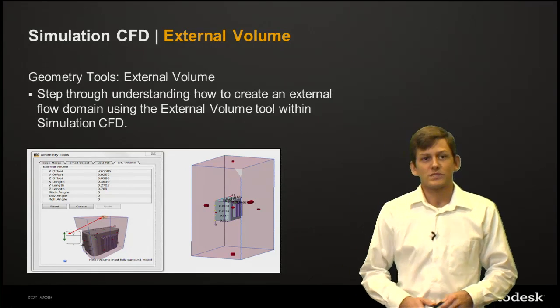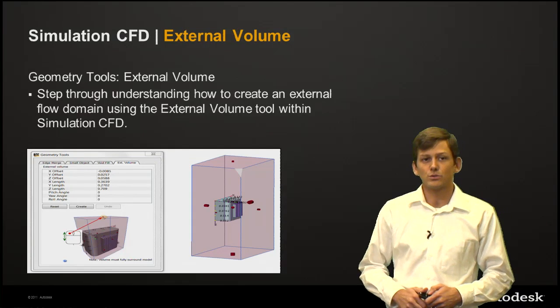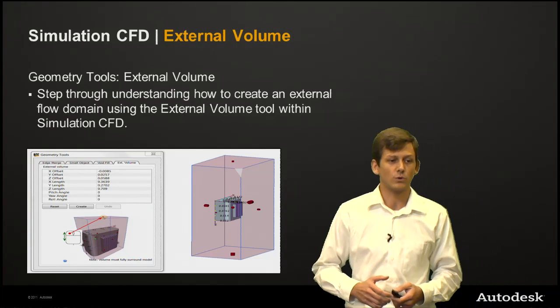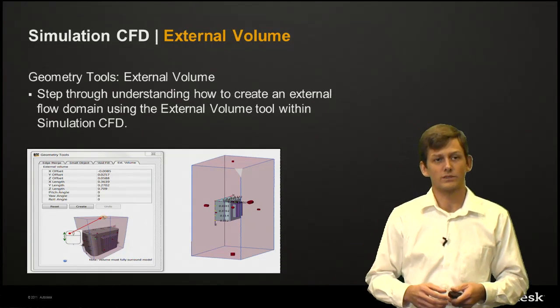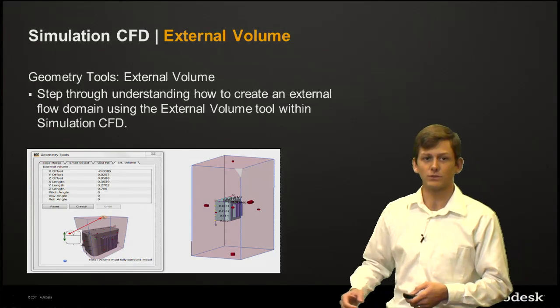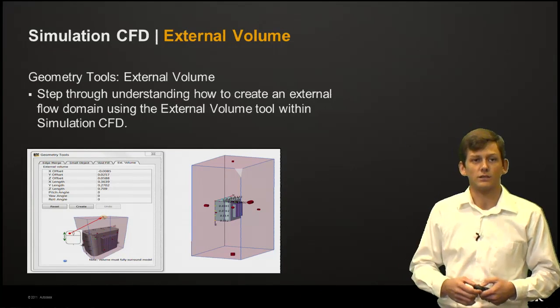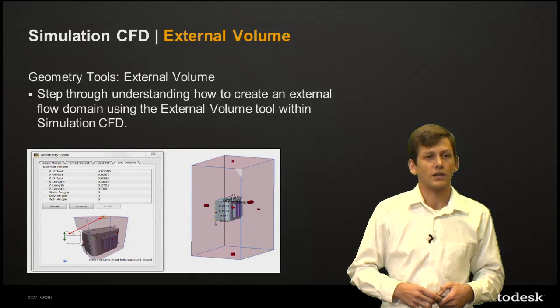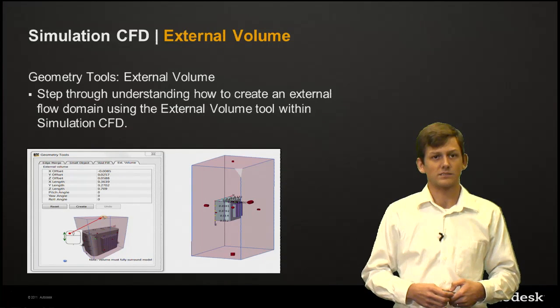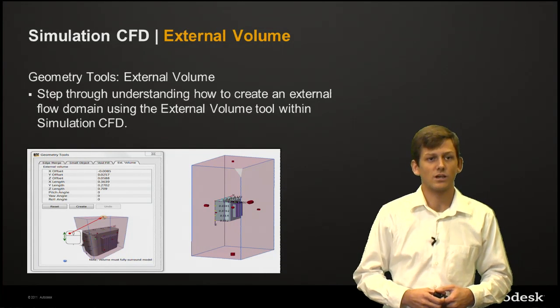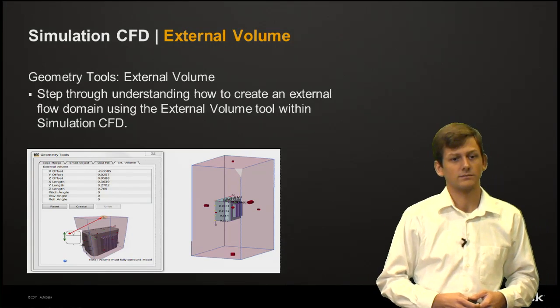Through this exercise, we're going to step through the geometry tools of creating an external volume, or an external air domain, whether that's for a natural convection model like what you see here, or a wind tunnel simulation to do a drag and lift analysis. So let's jump into the software and take a look at how this is done.